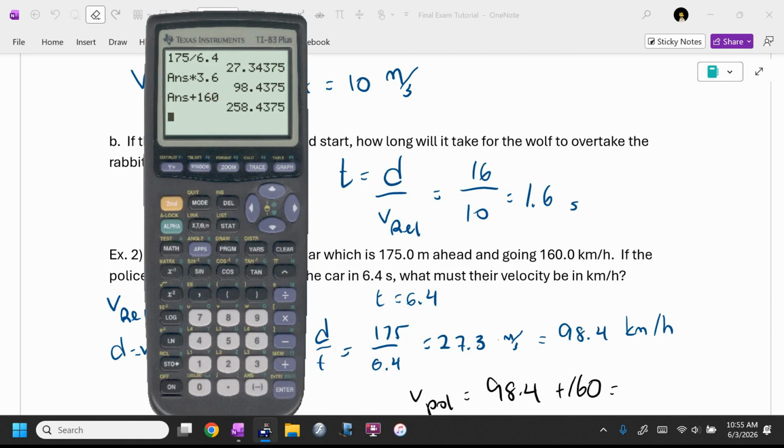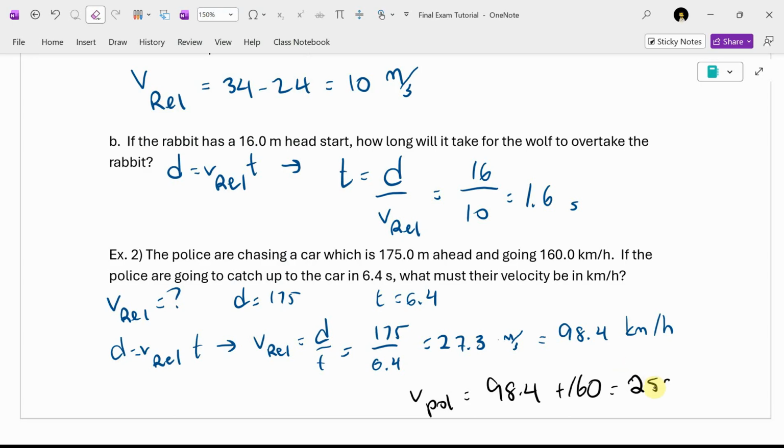Yeah, which is really fast. I made up okay numbers, but barely. That's about the limit of probably what a police car can do. 258 kilometers per hour.